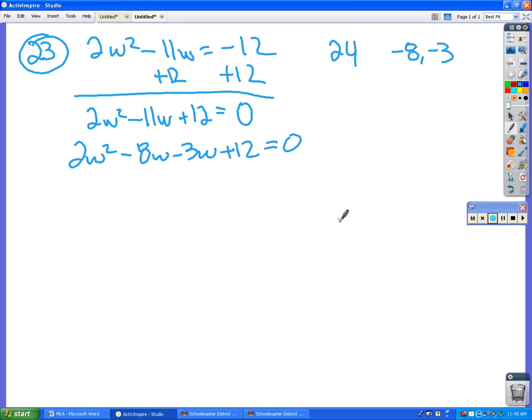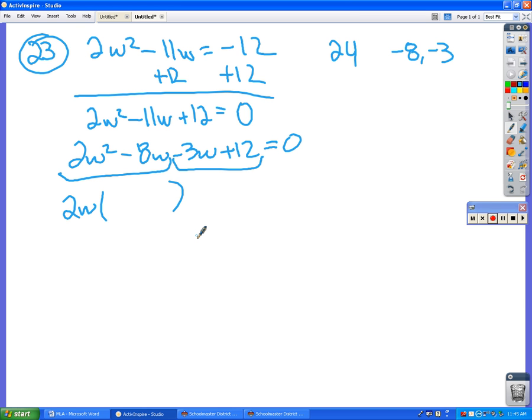So now I'm going to take a look at this as two separate problems. What can I factor out of 2w squared and 8w? In other words, what goes into 2 and 8 evenly? 2. And what goes into w squared and w both evenly? W. So I'm going to factor out a 2 and a w. That's a little bit different than what we were doing before. I'm not doing double parentheses. The 2w is on the outside of the parentheses, and now I have to figure out what's left inside of the parentheses to make this work.